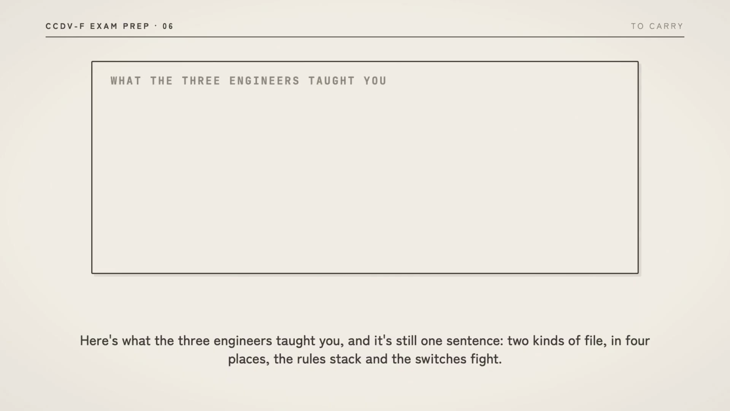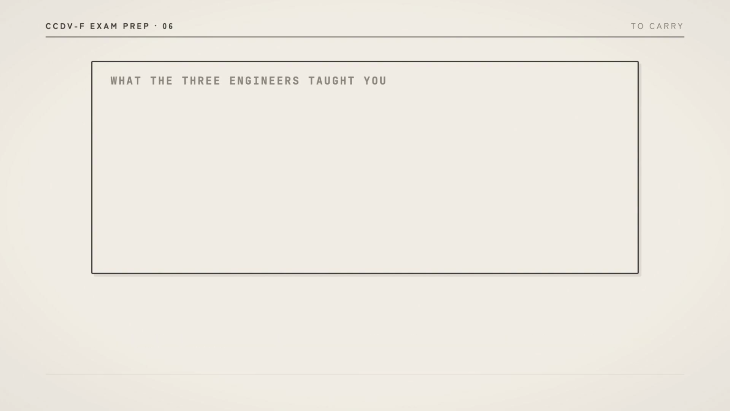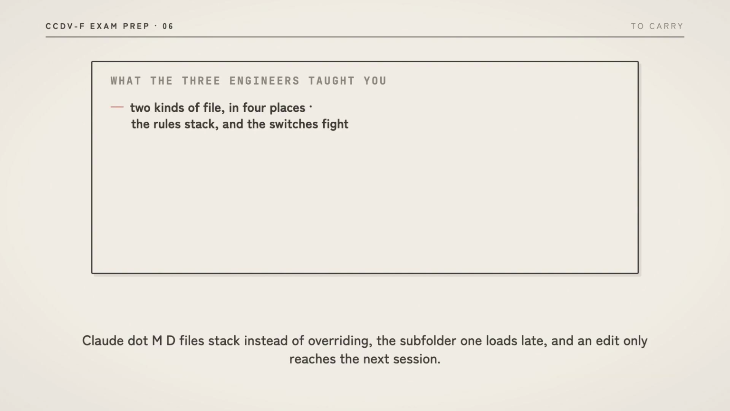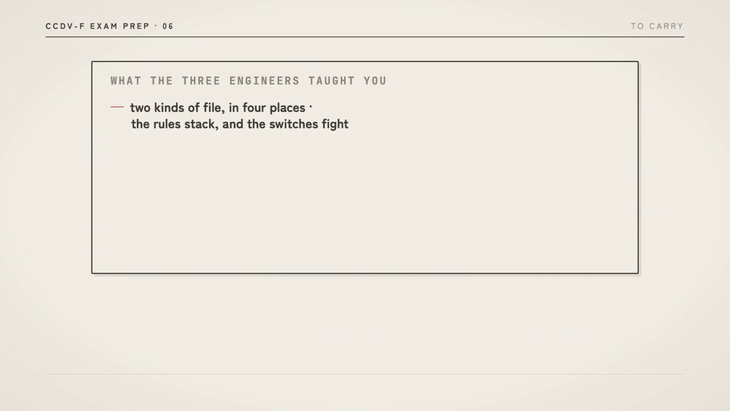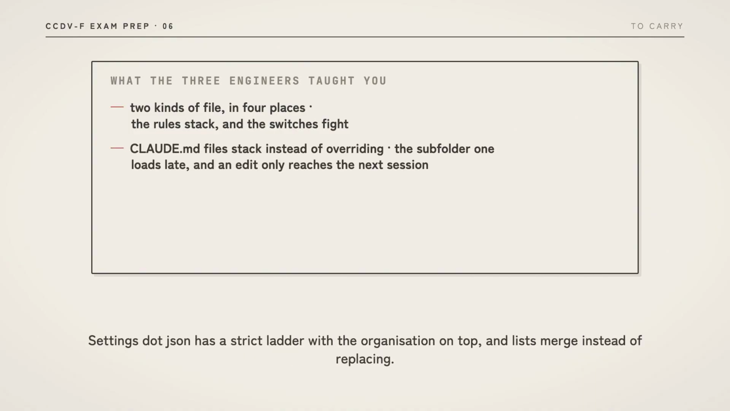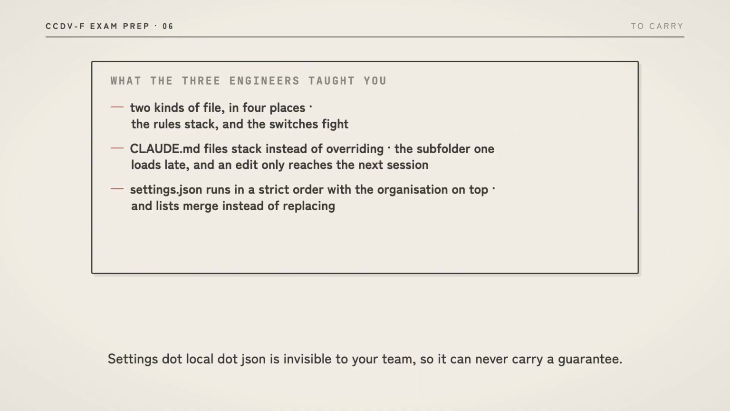Here is what the three engineers taught you. And it's still one sentence. Two kinds of file in four places, the rules stack and the switches fight. CLAUDE.md files stack instead of overriding, the subfolder one loads late, and an edit only reaches the next session. Settings.json has a strict ladder with the organization on top, and lists merge instead of replacing. Settings.local.json is invisible to your team, so it can never carry a guarantee.